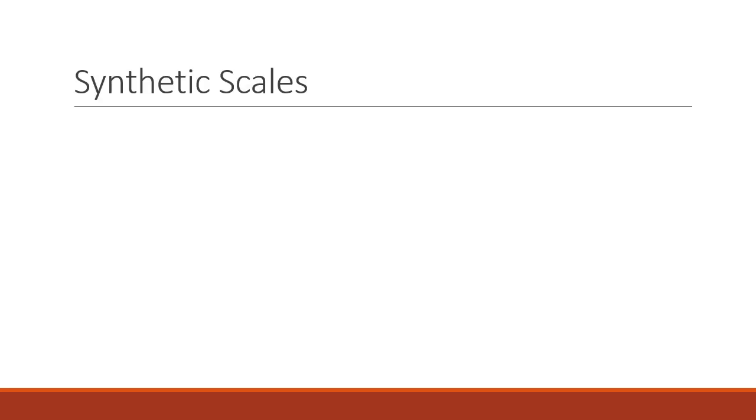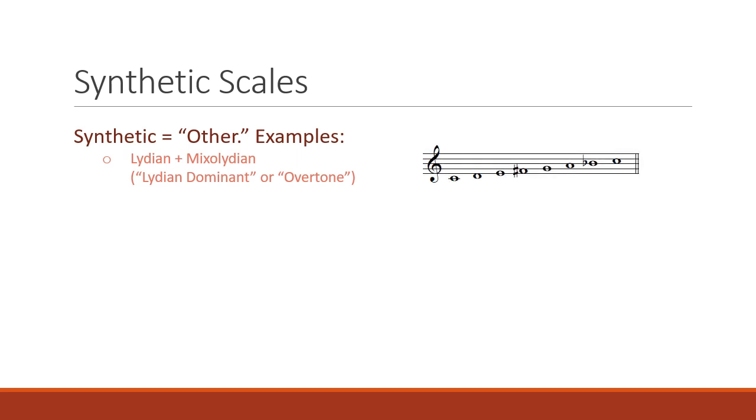First of all, when we say synthetic, that just means everything else. It's the term that we use to refer to all other scales, which includes pretty much anything that you can dream up. For example, you could build a scale that's Lydian on the bottom and Mixolydian on the top.